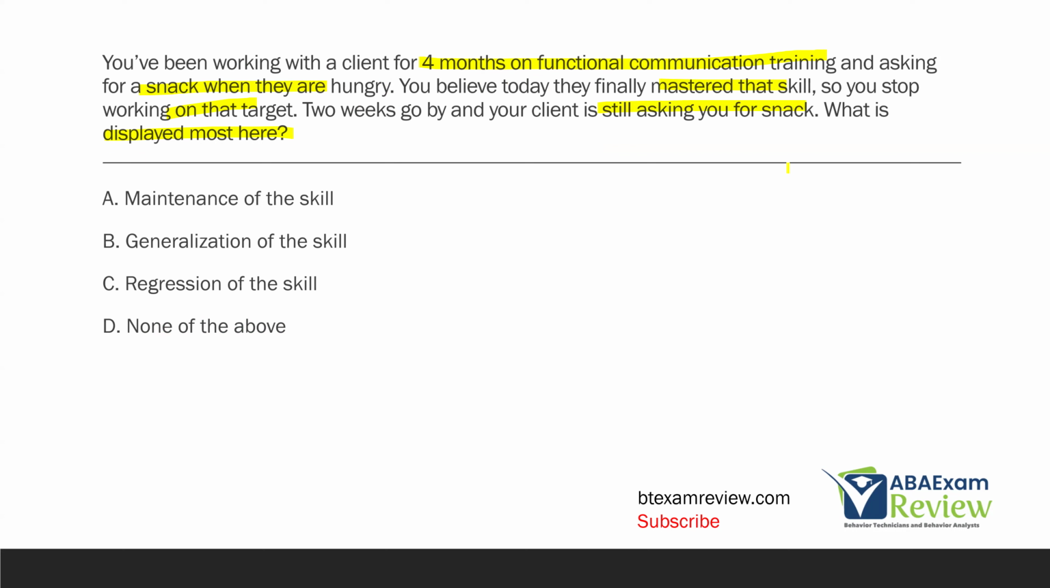Now, why is that good? That's good because we want to know that even when we're done teaching something, that skill remains. Very, very important in teaching, especially with many of the populations we work with. When we teach something, we want to make sure it sticks. It doesn't go away. And what do we call that? When we can identify a skill still being there once teaching stops. A, maintenance of the skill.